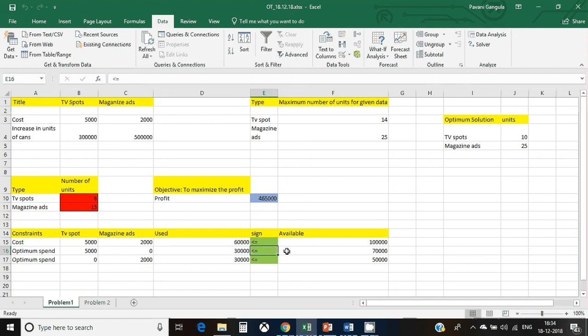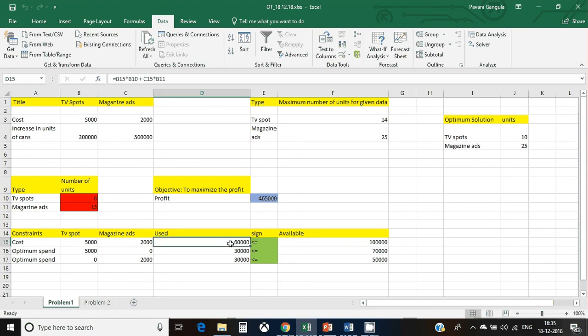Cannot go beyond $70,000. The next constraint is the optimum spend on magazine ads cannot go beyond $50,000. The optimum spend is given by C17, that is $2,000 on each magazine ad multiplied by the total number of units of magazine ads. The third constraint is the total spend on both TV spots and magazine ads together cannot go beyond $1 lakh.